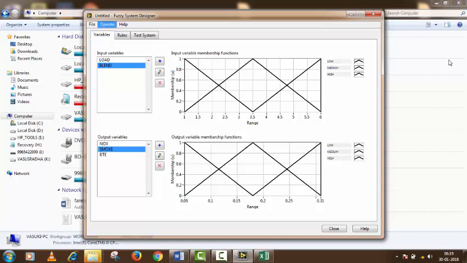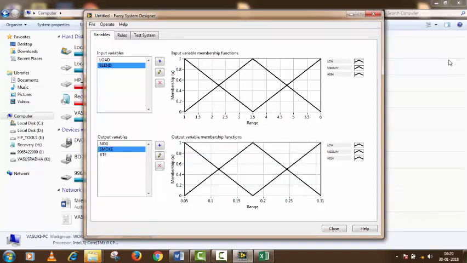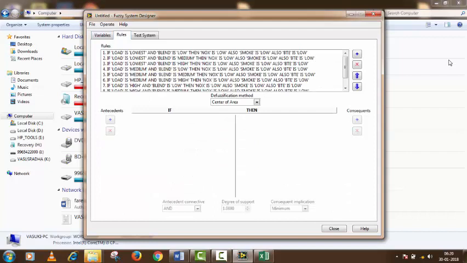Next, go for operate pre-generated rules. Okay. So 9 rules will be generated with respect to input variables. So what I said: lowest low, lowest medium, lowest high, medium low, medium high, then high low, high medium, high high. Okay. So we just put this 3 into 3, 9. Okay. Go to rules. So we created 9 rules.